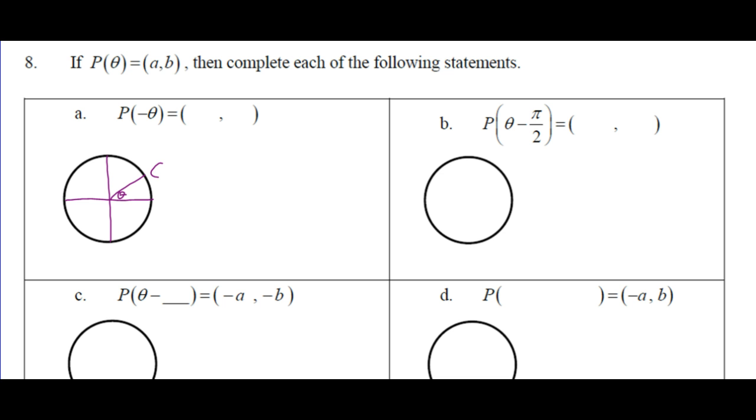So here's theta, and it's at (a, b). So how would I draw negative theta on here? Where would I go? Keep going that way? So negative theta is just the reflection of theta. So what are these coordinates? (a, negative b).